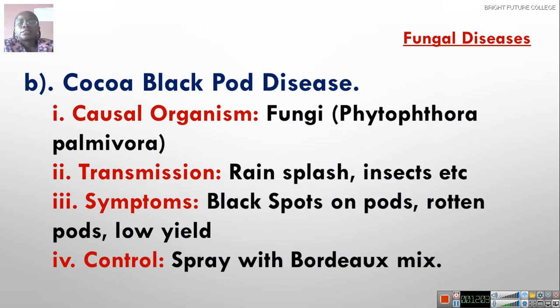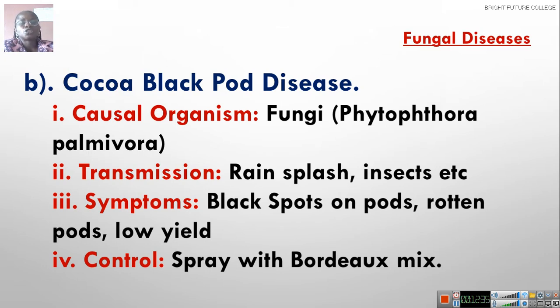Another fungal disease that we are going to discuss is cocoa black pod disease. Cocoa black pod disease is a fungal disease. What causes it is a fungus. The name of that fungus is Phytophthora palmivora. I repeat, Phytophthora palmivora. That is the name of the fungus.